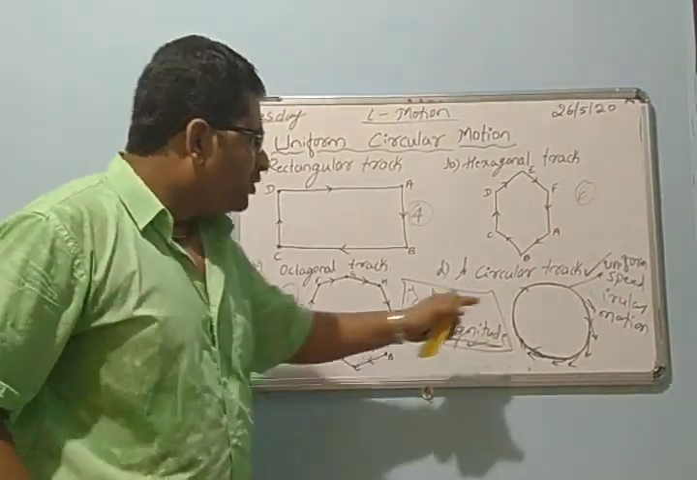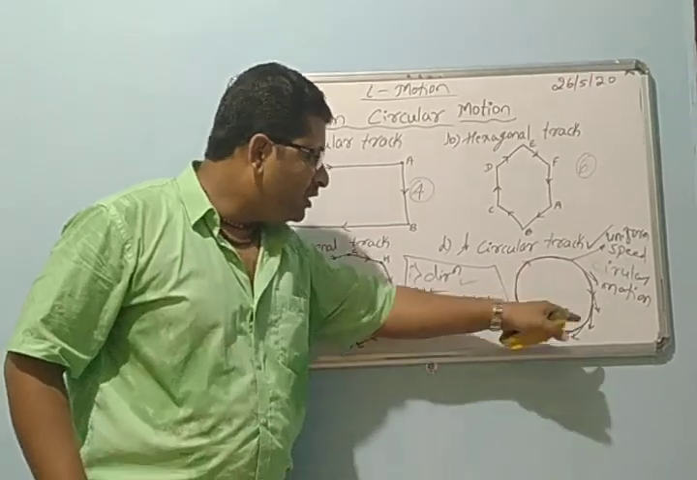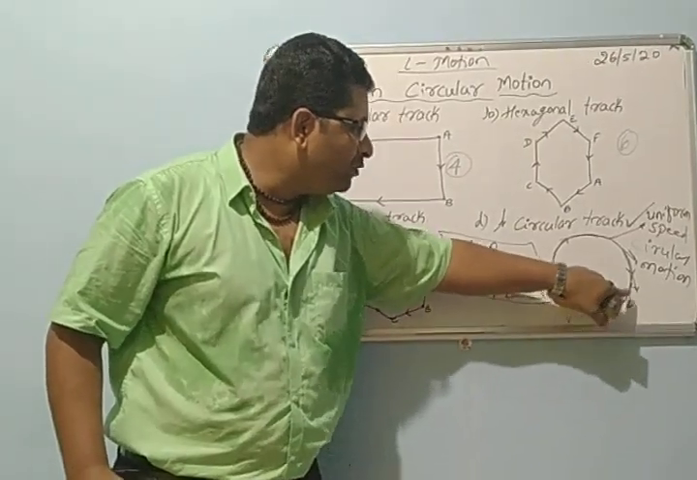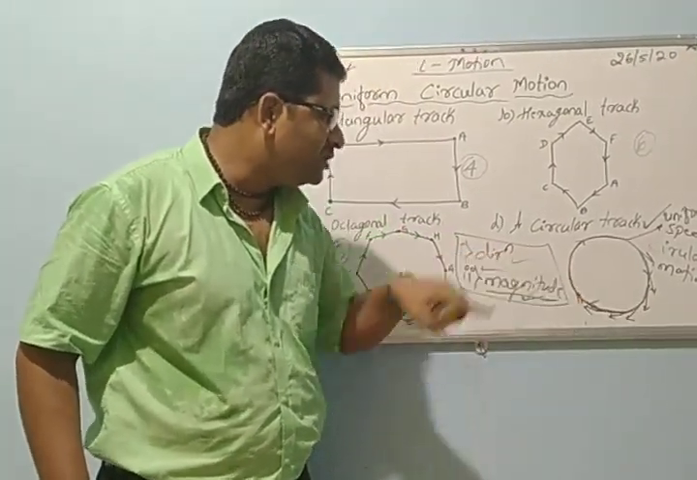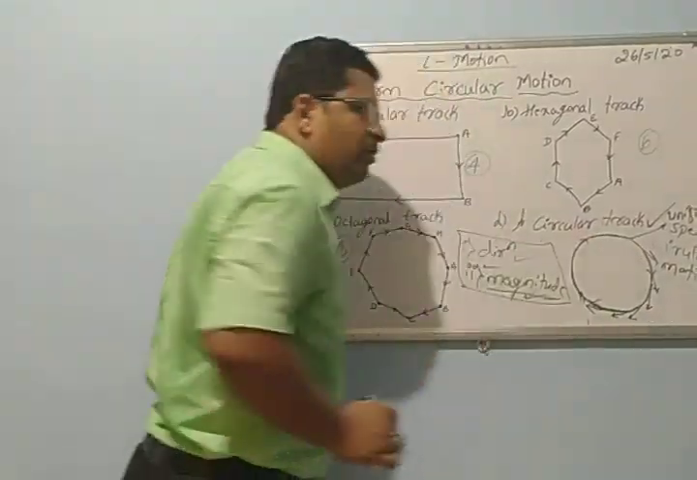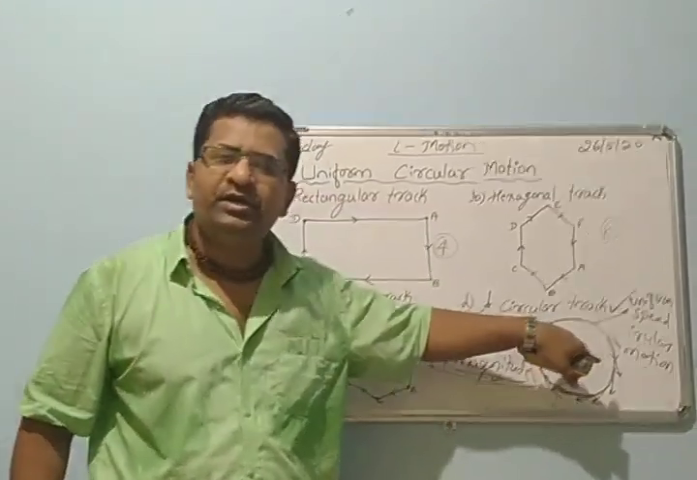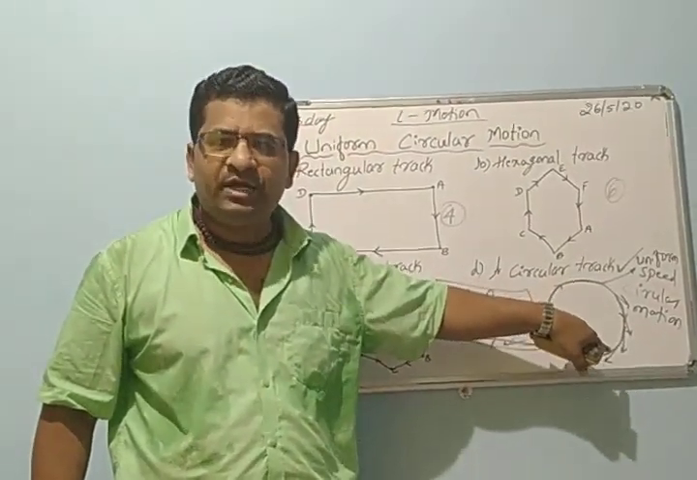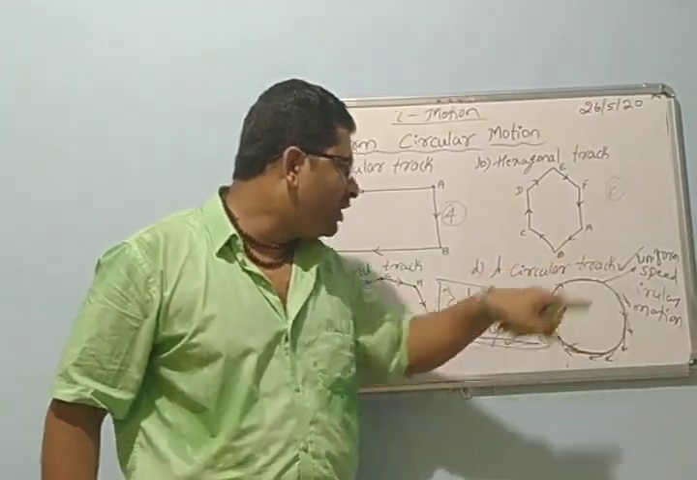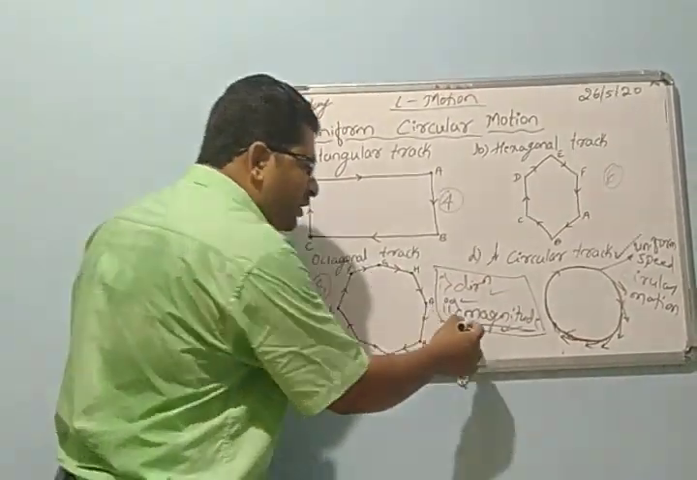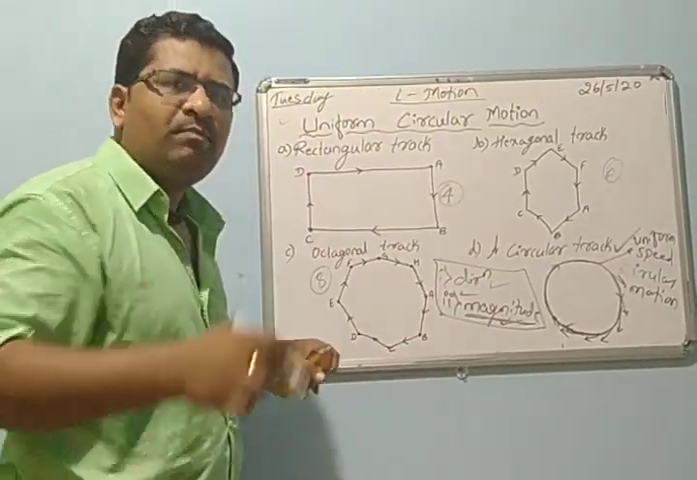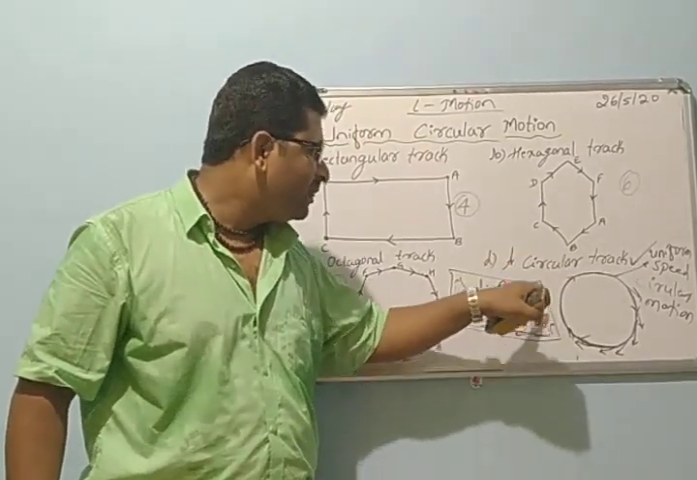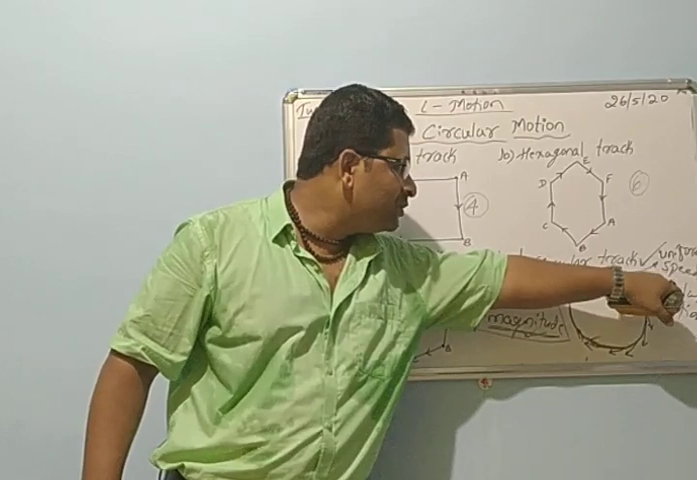The object moves along the circular track with uniform speed. Here the direction of the motion changes at each and every point, which we came to know if we take the tangents at each and every point. But the object is moving with uniform speed. That means the velocity is changing by equal amounts in equal intervals of time. So this is the circular track. Here the direction changes, the magnitude also changes, but it is by equal amounts in equal intervals of time. So this is the circular uniform motion.